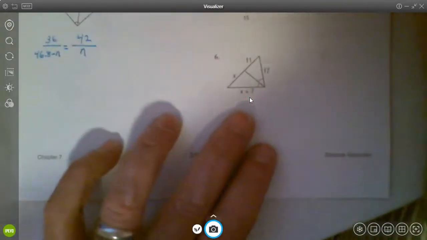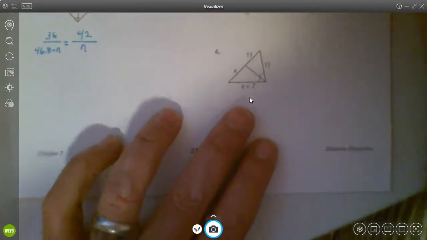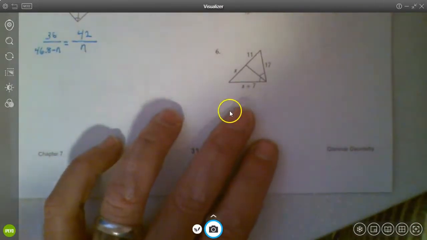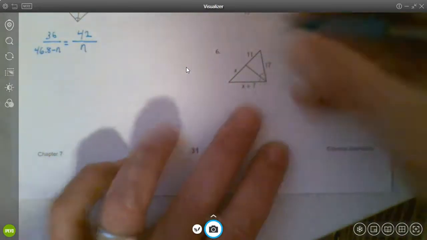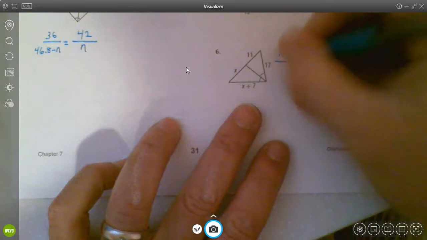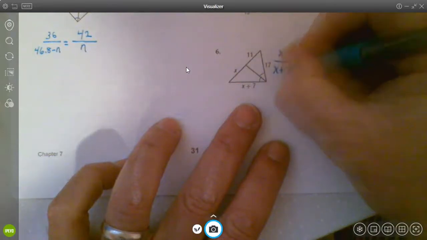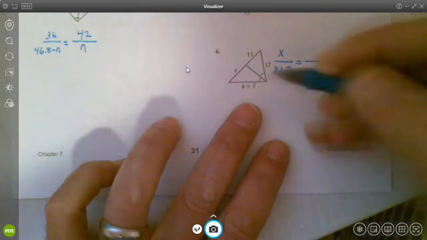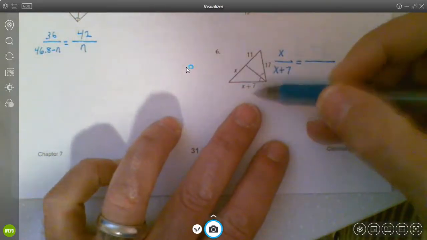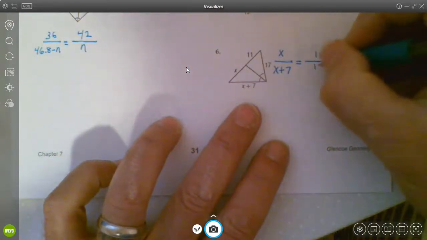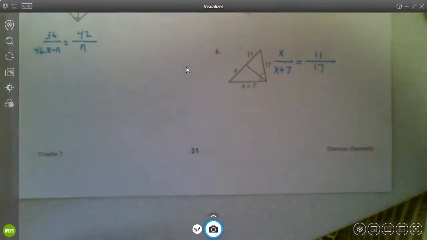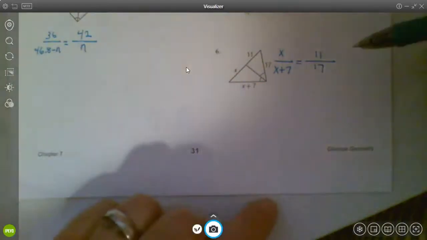Alrighty. And then the one down here, number 6, is just already very similar to ones that we've already done. I'll do it if you want to give it a try for practice. You can pause the video and I'll follow behind you. So I'm going to say x over x plus 7. So if I were to do this over this, then I've got to do 11 over 17 as my other ratio. And again, more than one way that you could have set this up. If we do it correctly, we should still get the same answer.